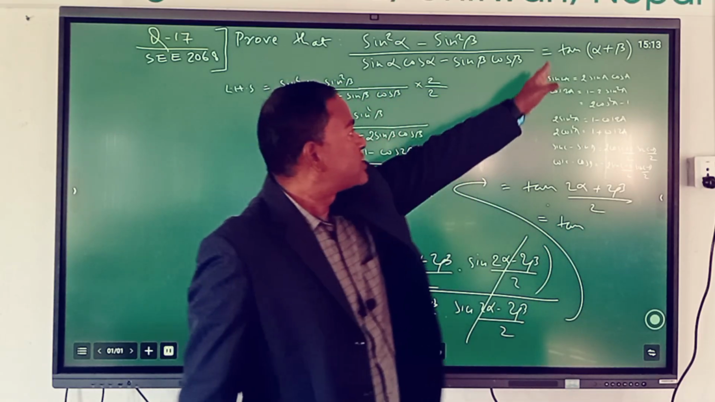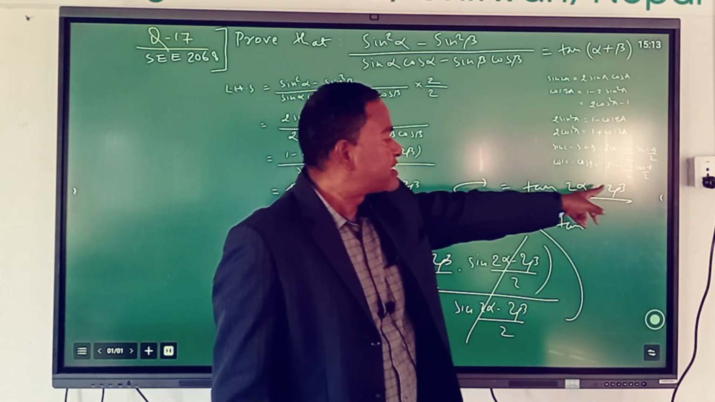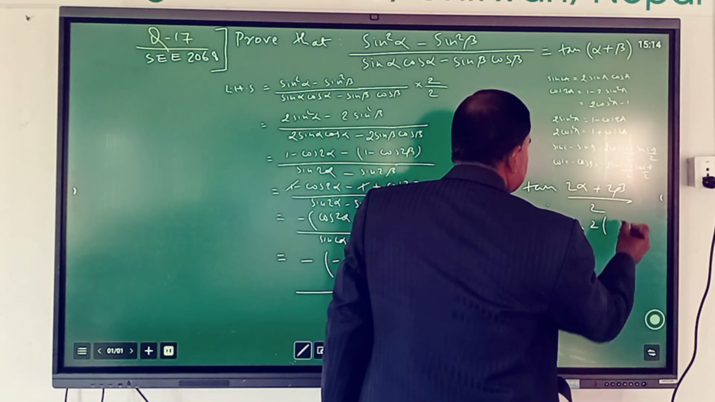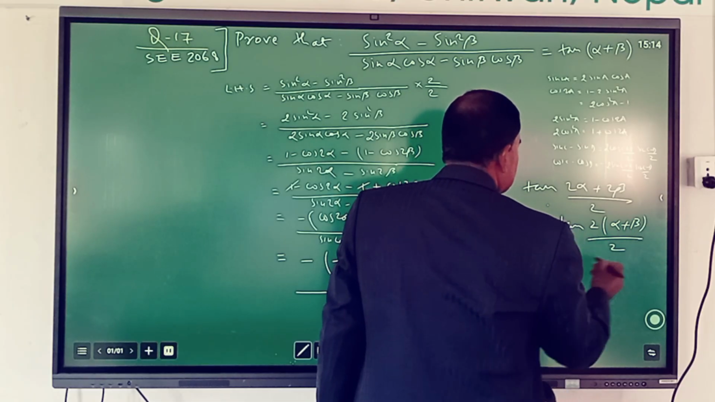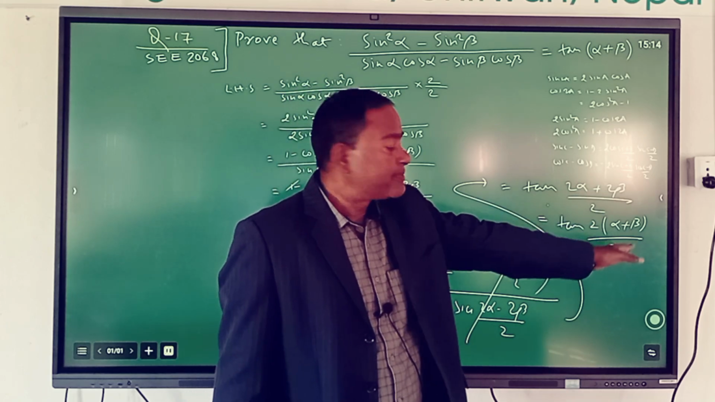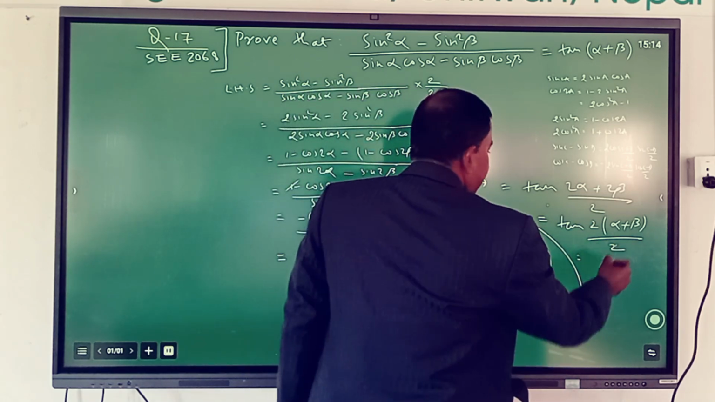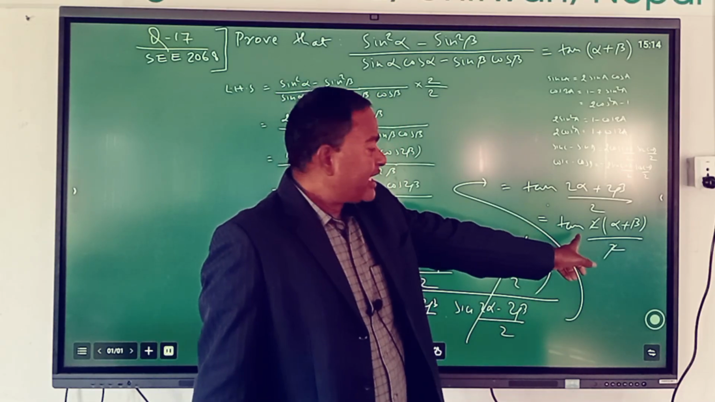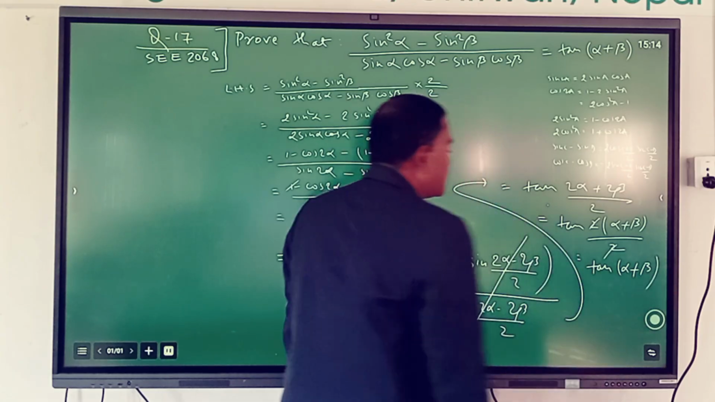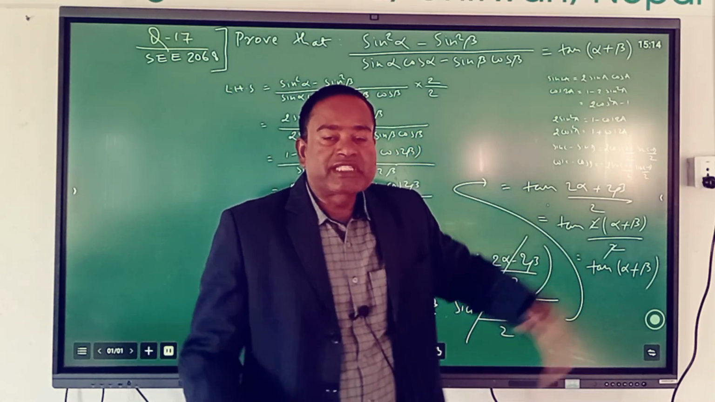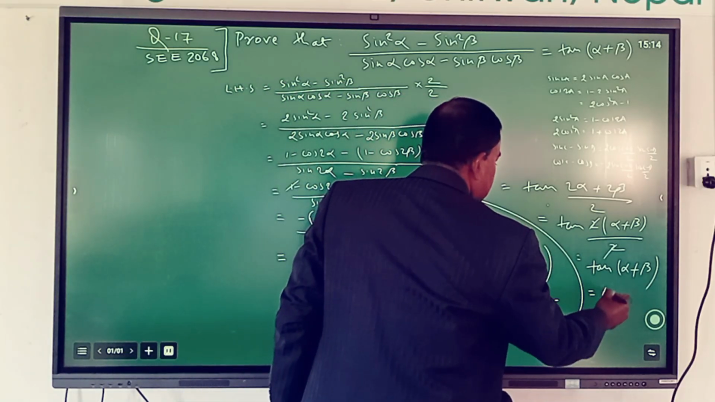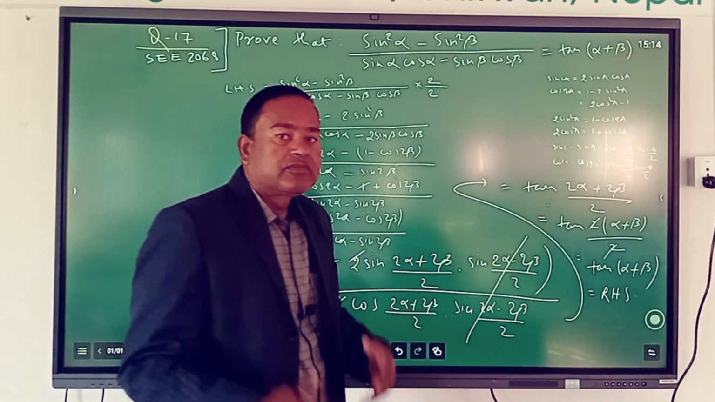Dear students, in RHS we need tan (alpha plus beta). That means we must cancel 2 from the angle. So let's take 2 common from both the angles. After taking common 2, we have got tan of 2 times (alpha plus beta) divided by 2. So 2 cancel, then we get tan (alpha plus beta), which is the RHS, the expression of the right hand side. Hence proved.